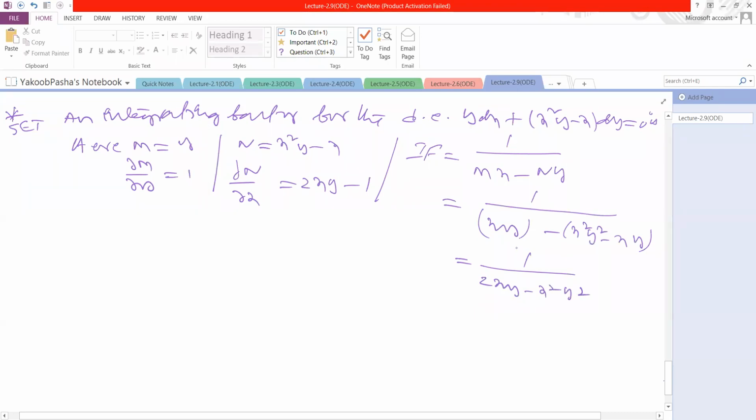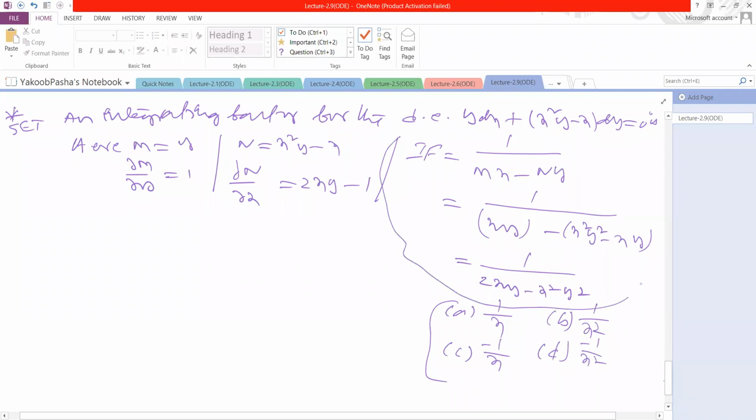Okay, these are actually another method, but we have options. I am writing the options. First, option A is 1 by x. Option B 1 by x square. Option C minus 1 by x, option D minus 1 by x square. These are the options. If we do it by this method, we get an integrating factor. This is also an integrating factor, but we don't have that option.